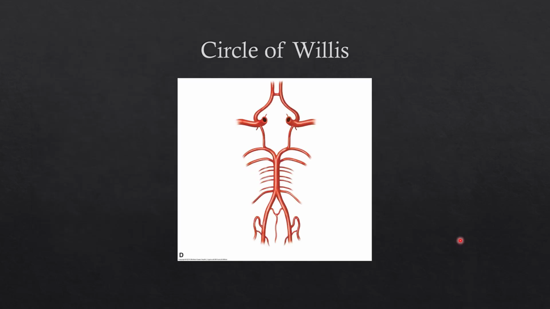Here we have the schematic representation of the circle of Willis, which you would have seen in most of the textbooks and your online videos. Anterior cerebral artery here. Both the anterior cerebral arteries communicate with each other through the anterior communicating artery. And the internal carotid artery also gives out a tiny branch, which is the posterior communicating artery, which communicates with the posterior cerebral artery.